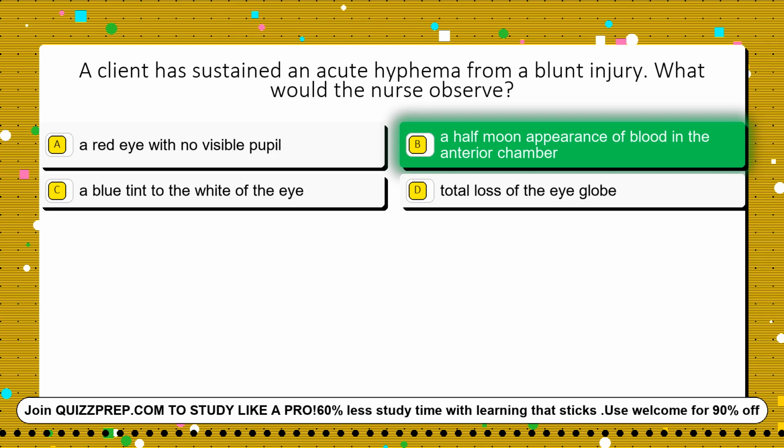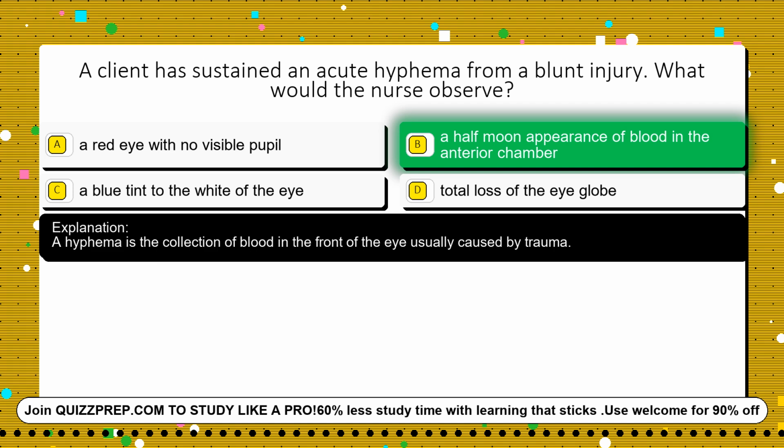The correct answer is option B, a half-moon appearance of blood in the anterior chamber. A hyphema is the collection of blood in the front of the eye usually caused by trauma.